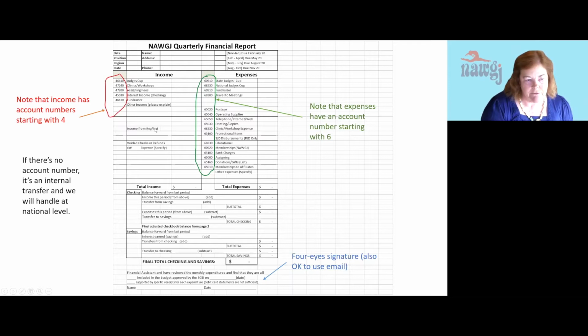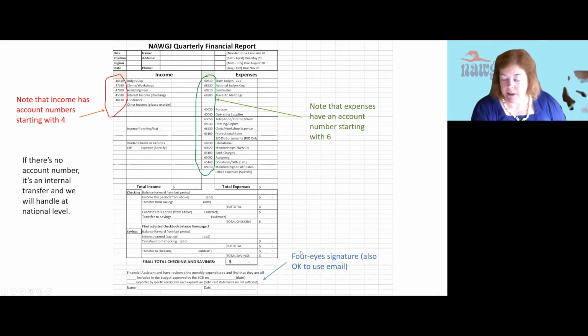If there's no account number, it's an internal transfer. For example, income from regional or nationals, or over here, SJD disbursement. We'll handle that from the national office, from my office. And then the 4I signature. Some of you have seen this before, some haven't. Just last week, the national board approved that you don't have to actually sign this form. The second person that's looking at it, if you want to send an email saying, I reviewed this, saying the same thing, that'll be fine. We just need some kind of acknowledgement that someone else has looked at your financial report.